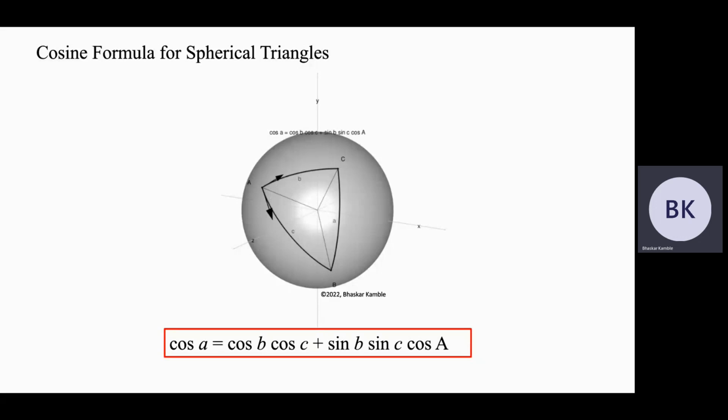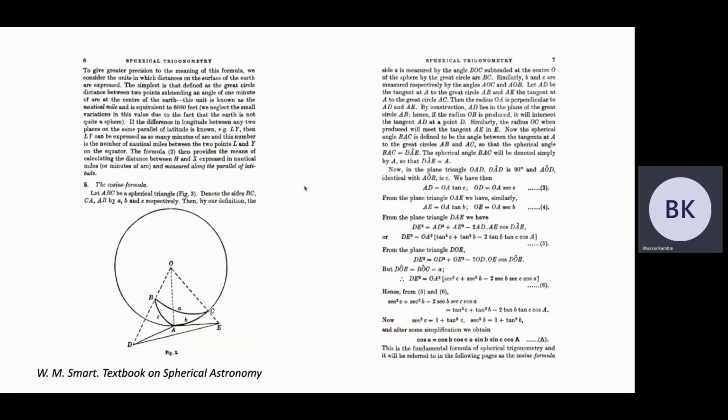I'm not going to give the proof here, but if you're interested, you can look up the proof, for example, in this textbook by W.M. Smart, Textbook on Spherical Astronomy. I've given the snapshots of the relevant pages here. The proof starts from here and ends here. It's a pretty simple proof, not very difficult to understand, but I'm not going to discuss it in detail right now.